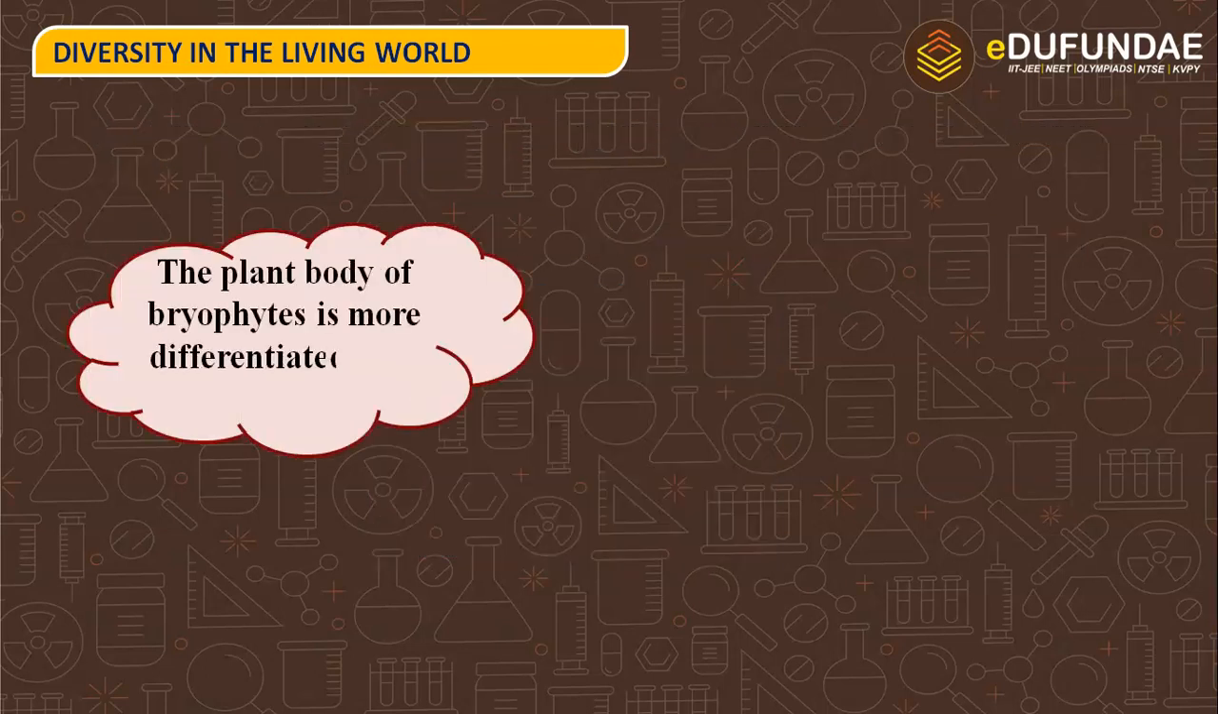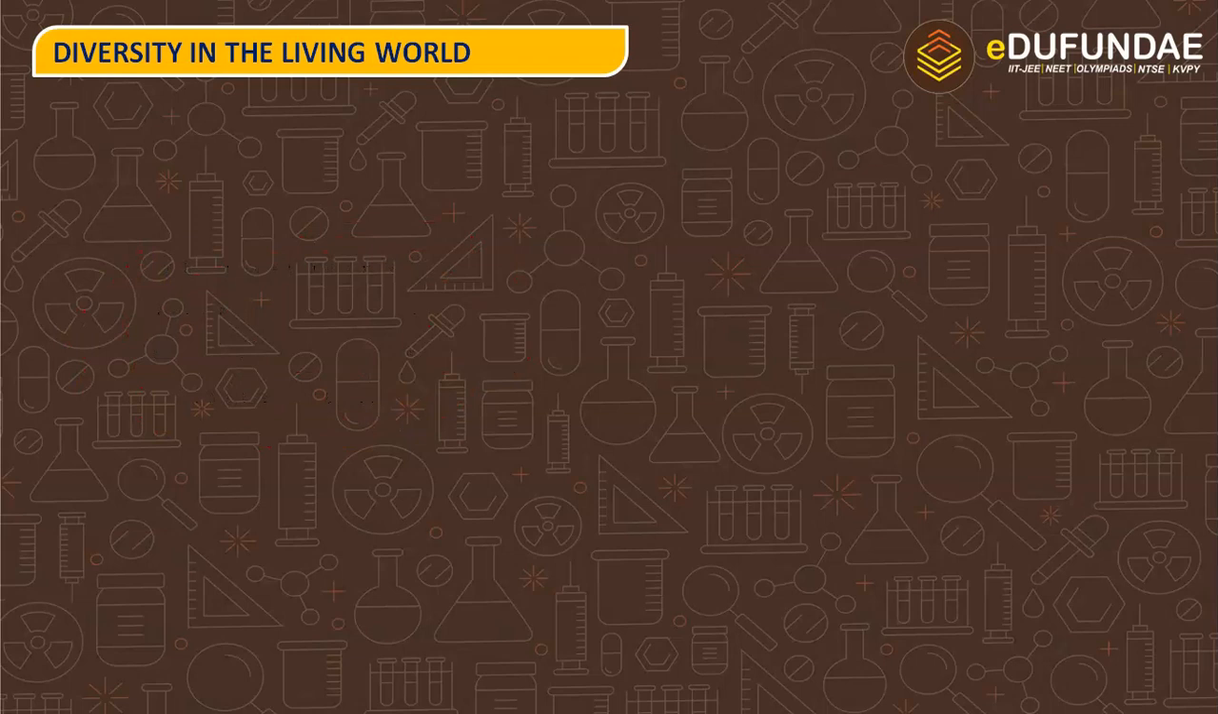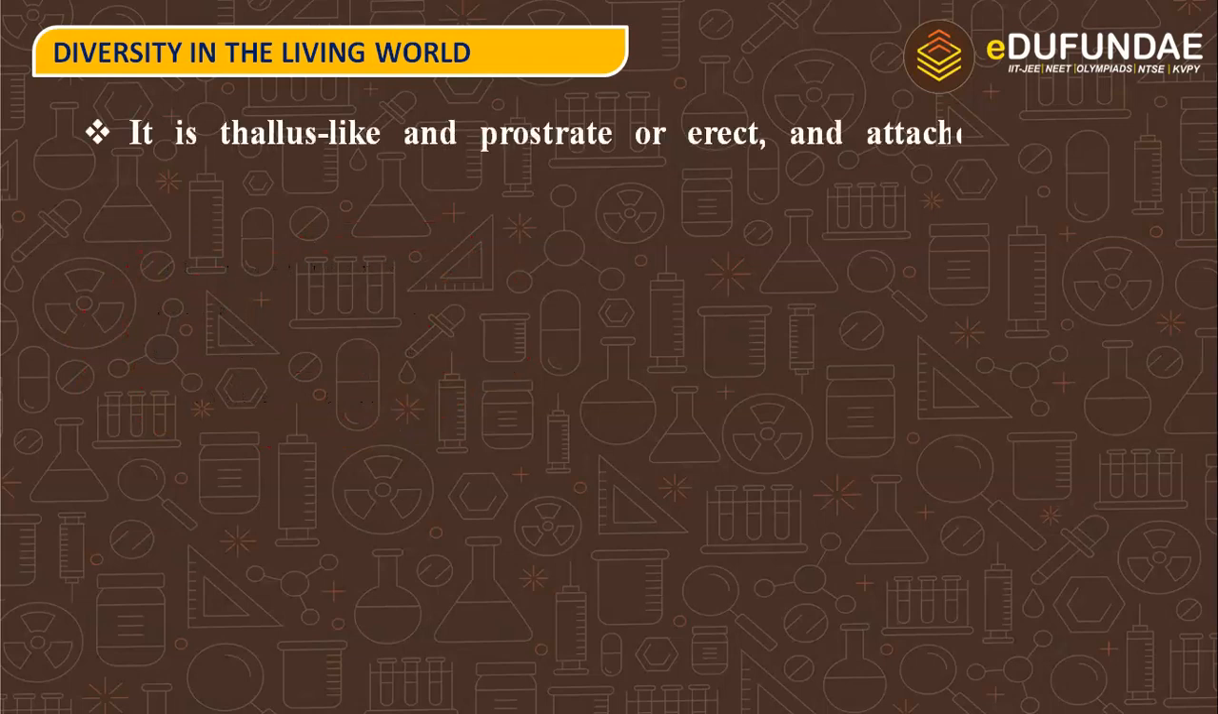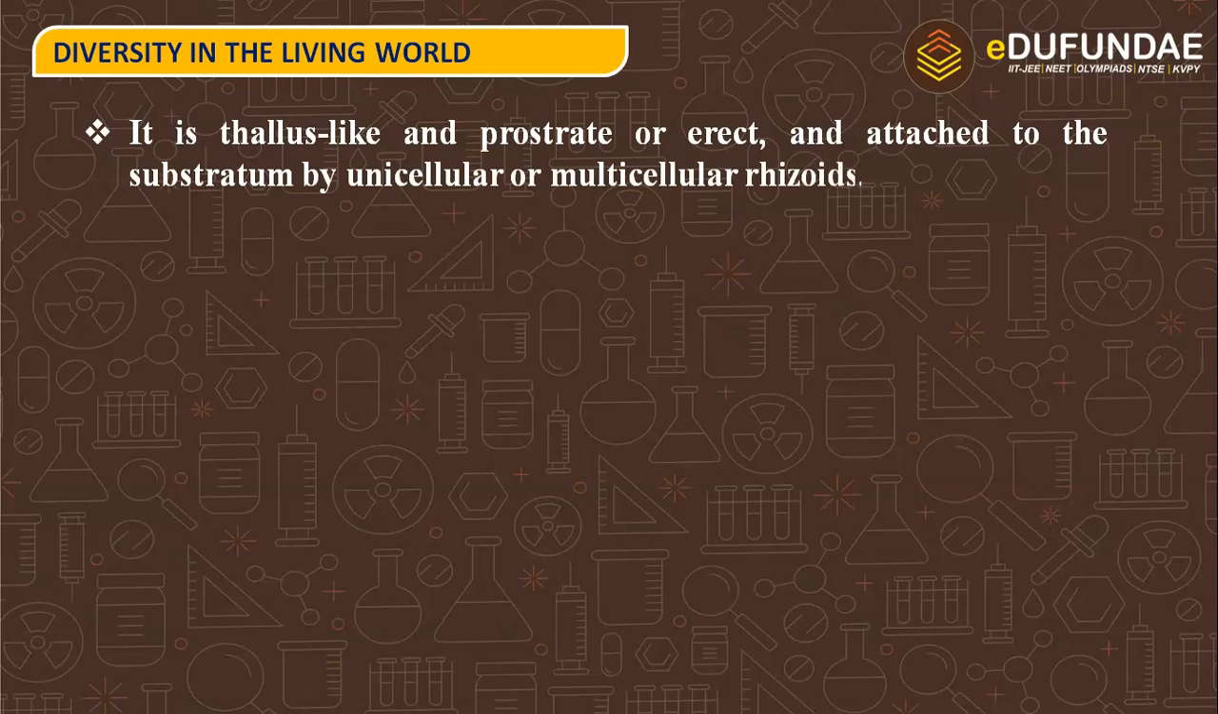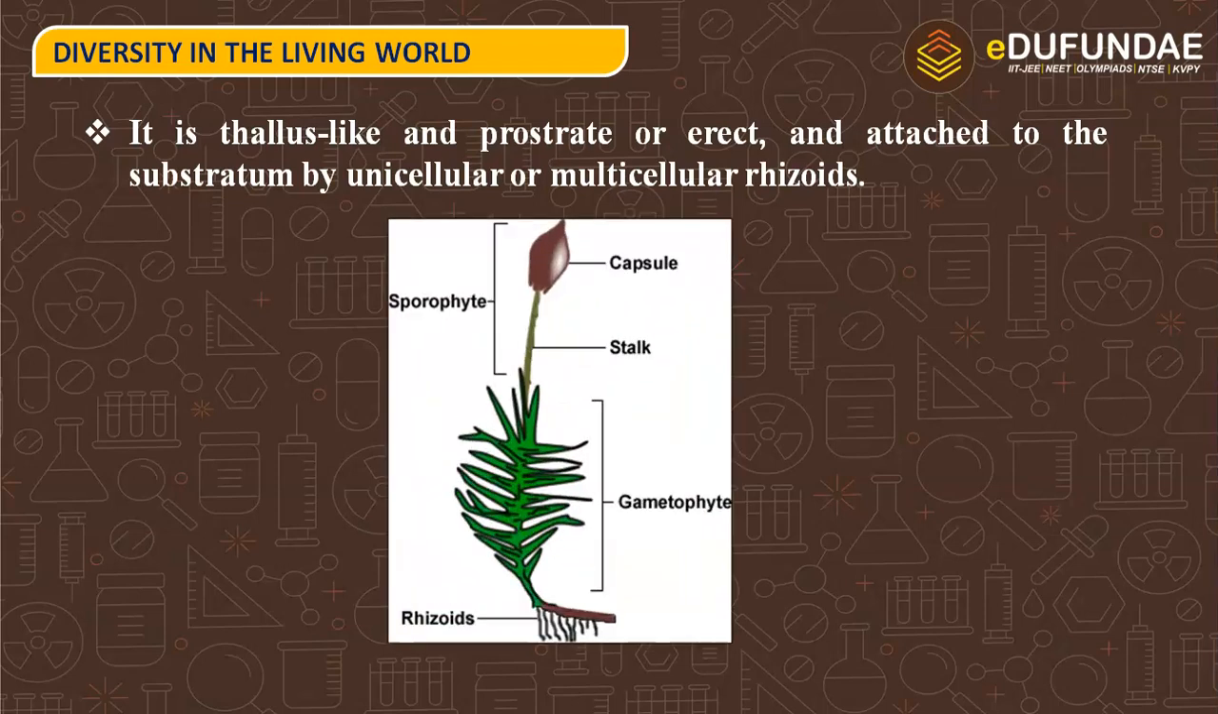The plant body of bryophytes is more differentiated than that of algae. That means they are considered higher than the algae and lower than the pteridophytes, angiosperms and gymnosperms. In case of algae, we saw the thallus-like structure, but here it is thallus-like and prostrate or erect and attached to the substratum by unicellular or multicellular rhizoids. So in this structure, we can see the presence of rhizoids, and the rhizoids are helping the body to attach to the substratum.